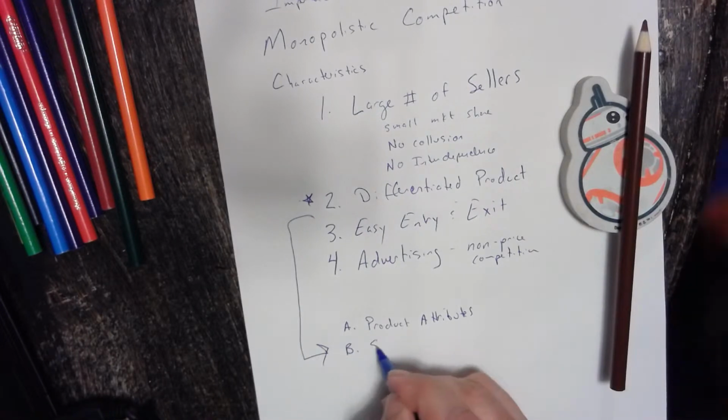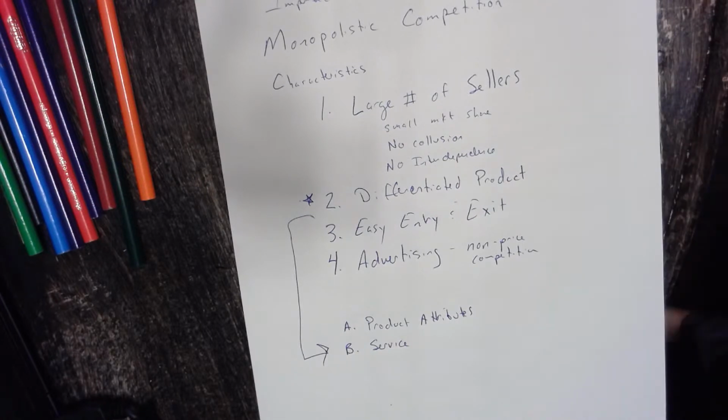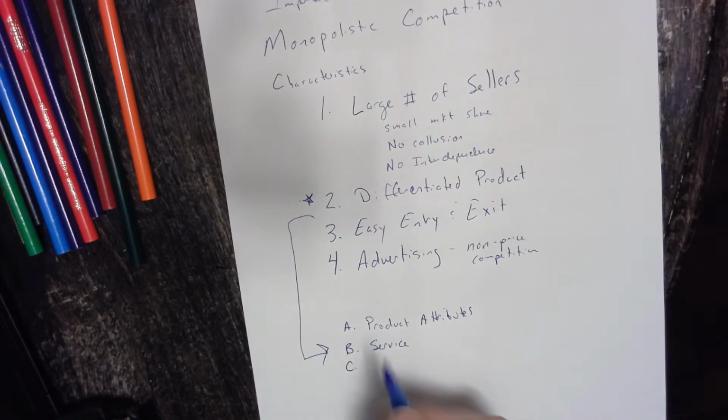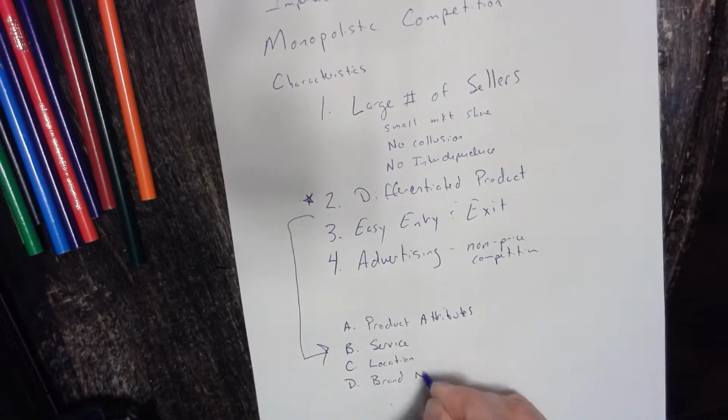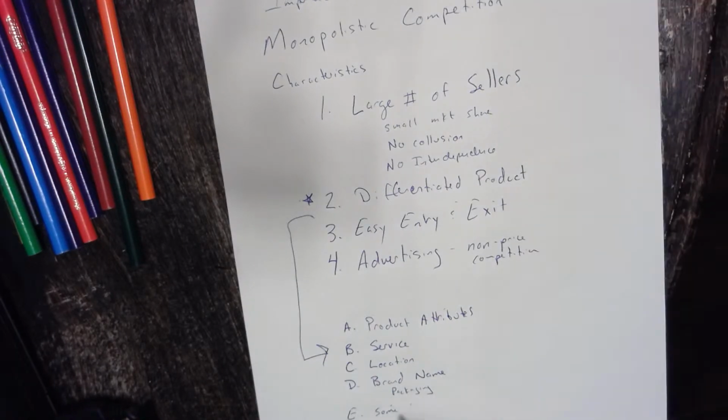B, the service that is provided, how knowledgeable or the reputation of the company. Another thing that makes a differentiated product is simply location, the accessibility to it. Your brand name. We can include packaging in this, which one looks the coolest. And finally, when it comes to a differentiated product, there is some control over price.